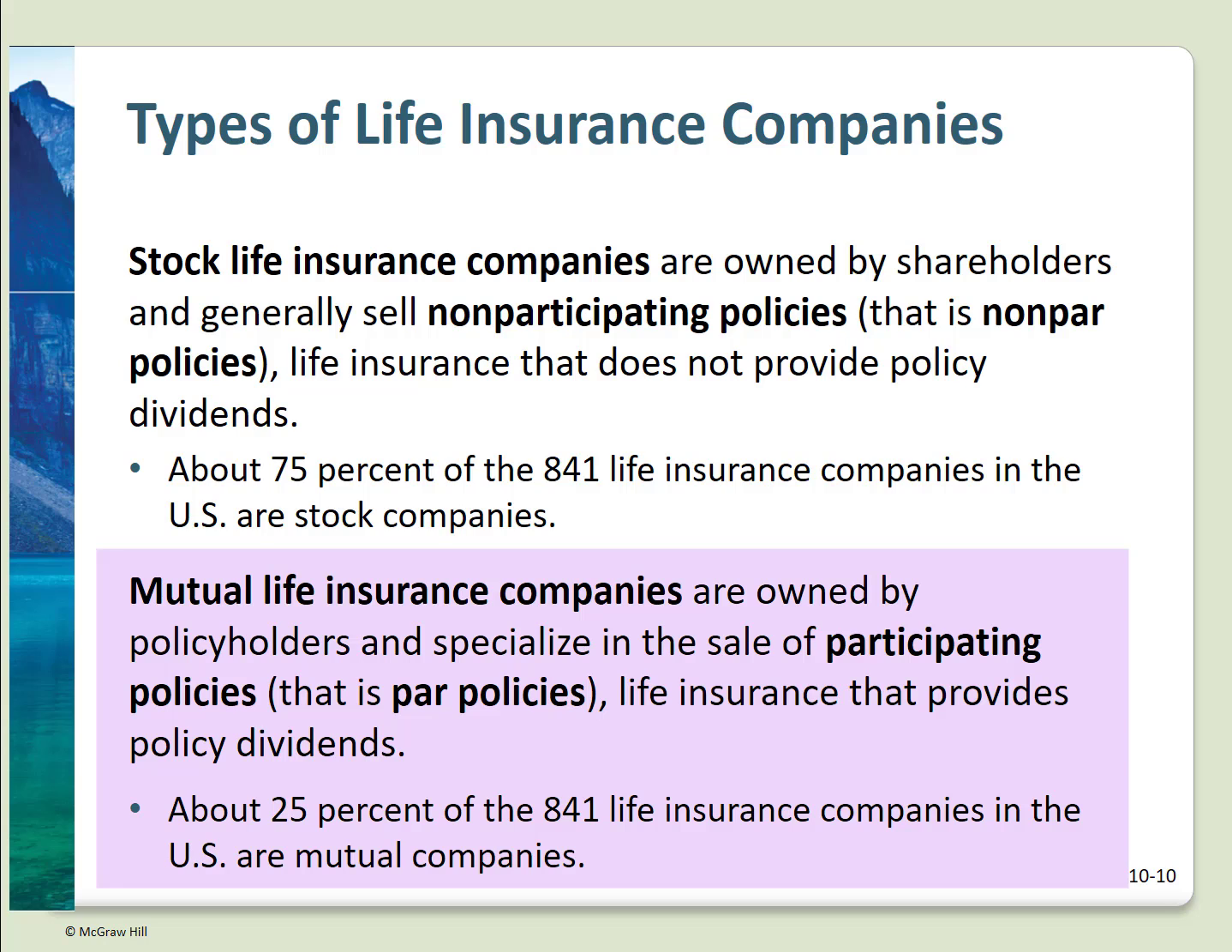Mutual life insurance companies are owned by the policyholders. The policies are considered participating. The remaining 25% are mutual life policies. Premiums tend to be a bit higher, but policyholders receive refunds called dividends. The debate over which is better has resulted in no clear-cut answers. Both offer benefits based on your needs.